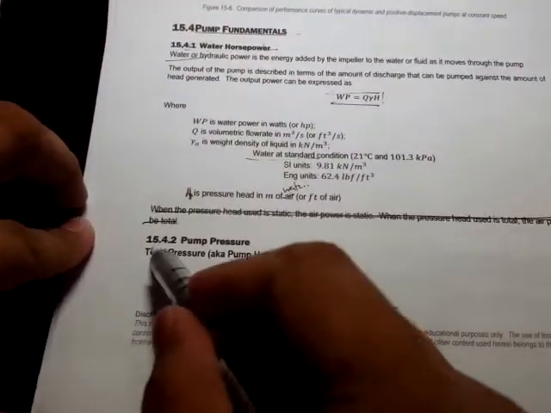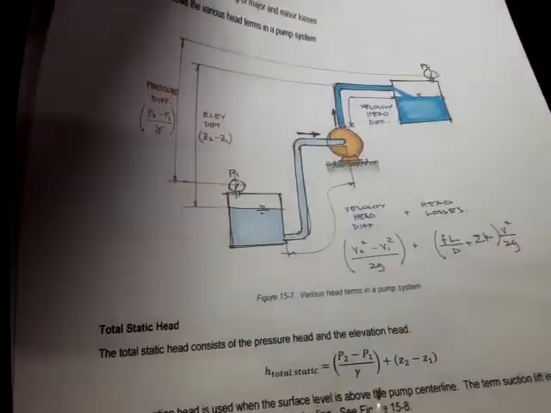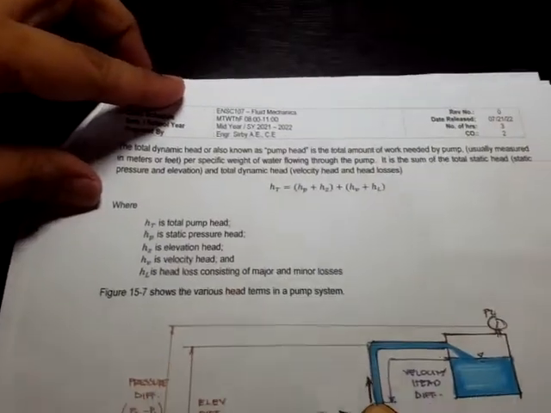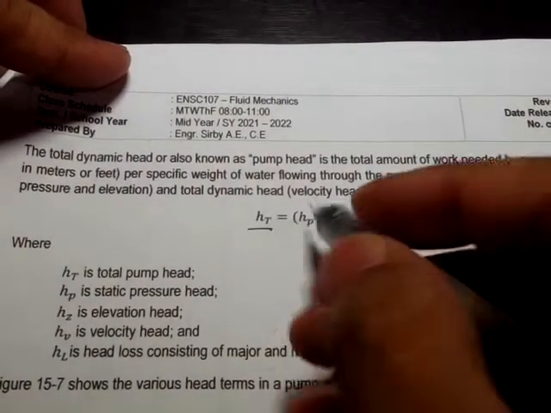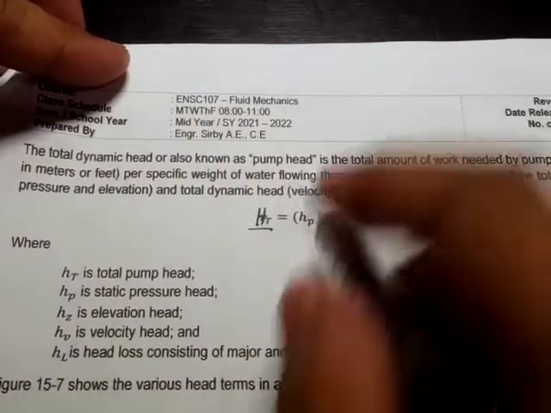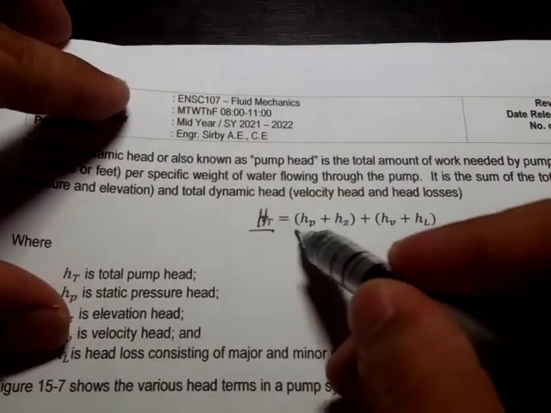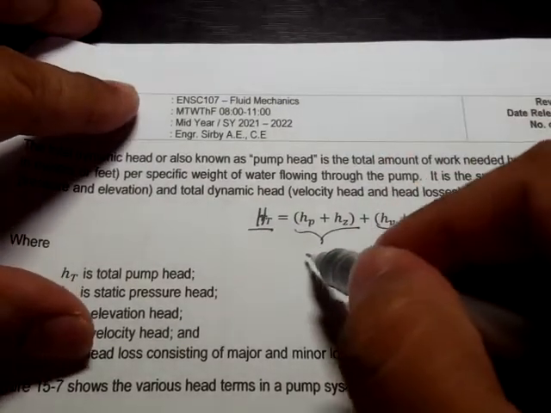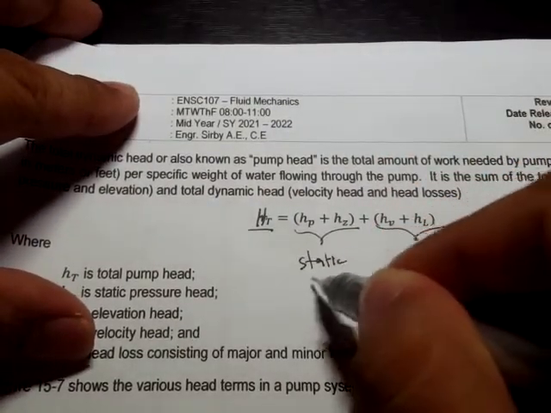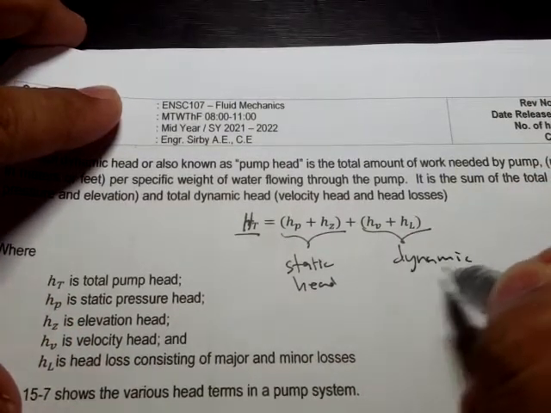Right, so pump pressure. Just like our discussion with fans and blowers, where we apply Bernoulli's equation, for pumps we have the total head of the pump, H sub T, or let's write capital HT, the total pump head. In pump jargon, it comprises the static head and the dynamic head.